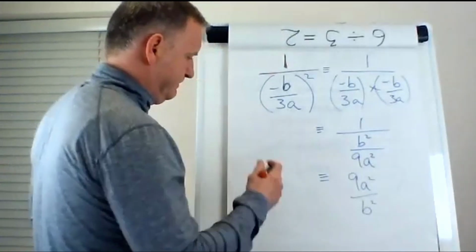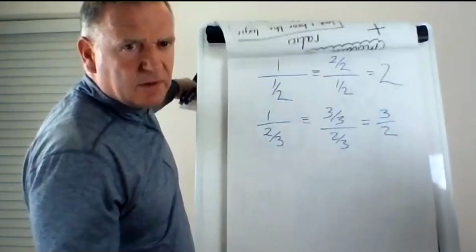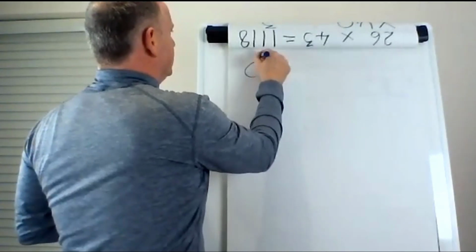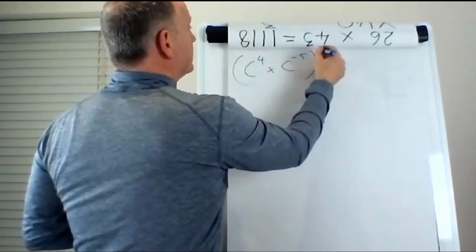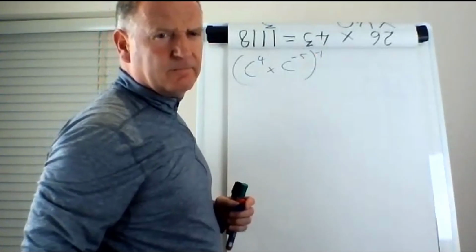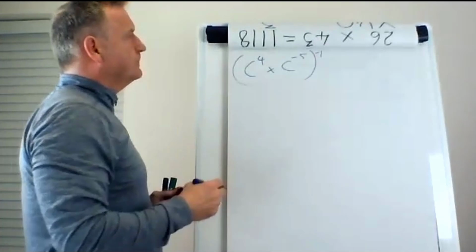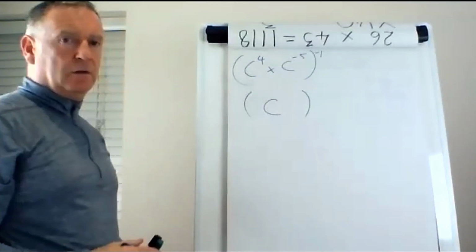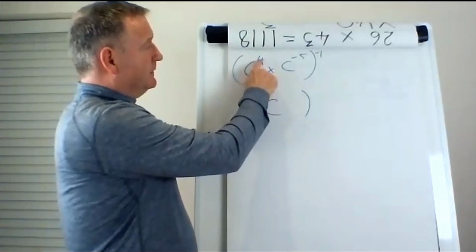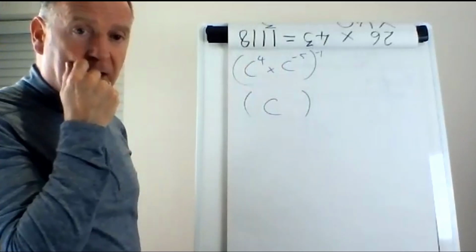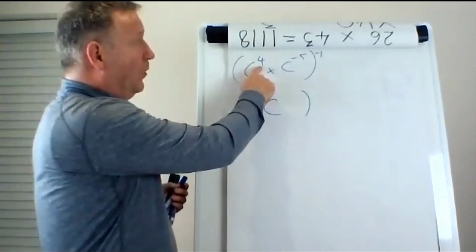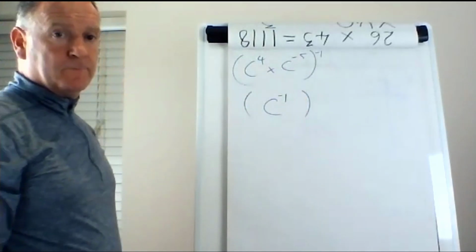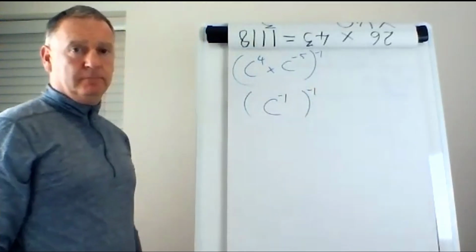Okay, c to the power of 4, yeah? Times by c to the power of negative 5. All of that to the power of negative 1, yes? Yep, perfect. Look inside the bracket. Something times something. What do you do with the powers when you're timesing? Add. Yeah. 4 add negative 5. To the power of negative 1.